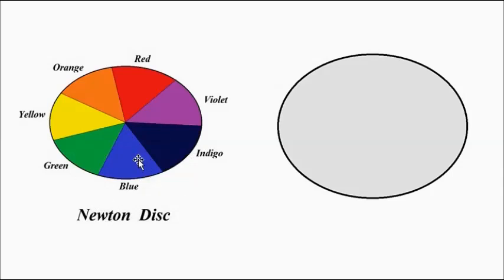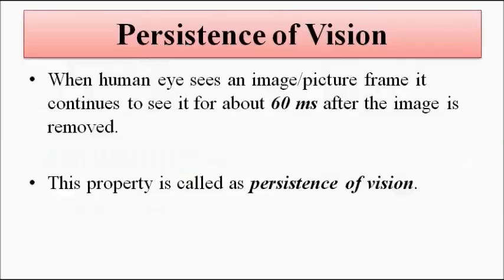When this disk is rotated at a very high speed, because of persistence of vision, all of these colors, violet, indigo, blue, green, yellow, orange, red, the seven principal colors, combine together, and it appears that the whole disk is white. This is a very beautiful phenomenon which is exploited because of this property of persistence of vision.